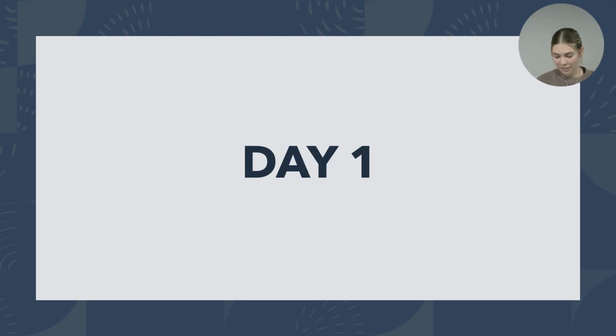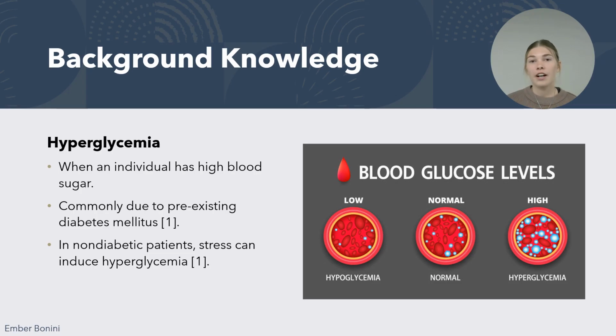Alright, so this is our day one information. To start off, we're going to be going over some background knowledge. The first thing you need to know is what hyperglycemia is. This is when an individual has high blood glucose concentration, and it can be caused by having an excessive amount of insulin in the body or just not responding to insulin properly.